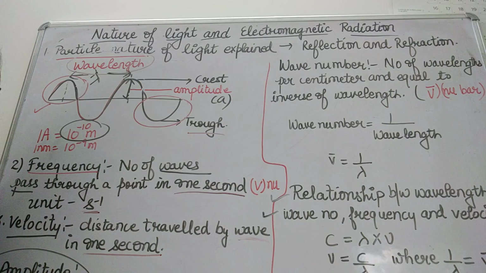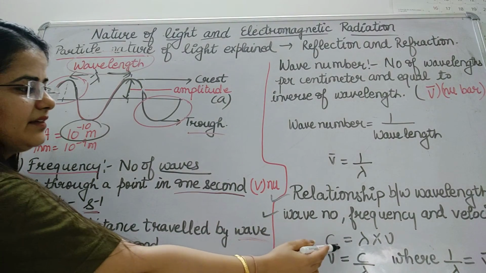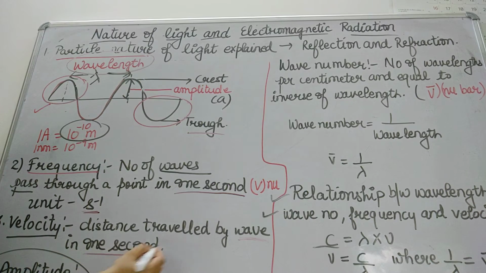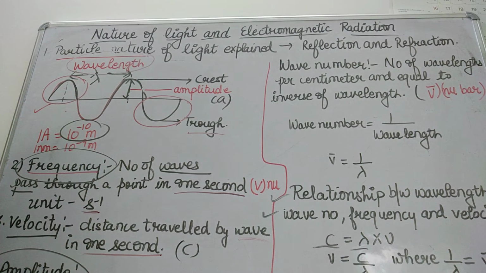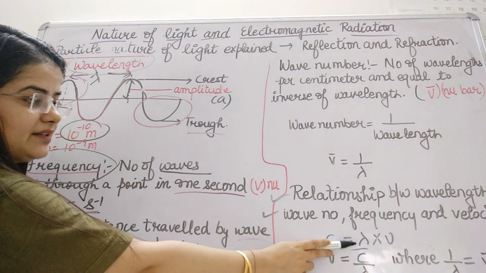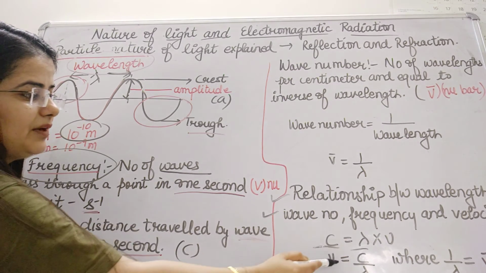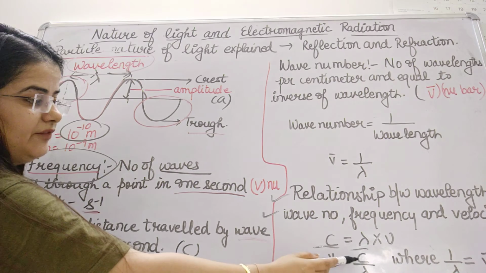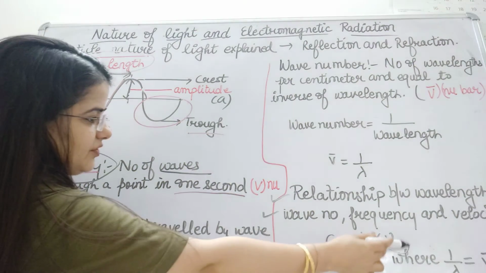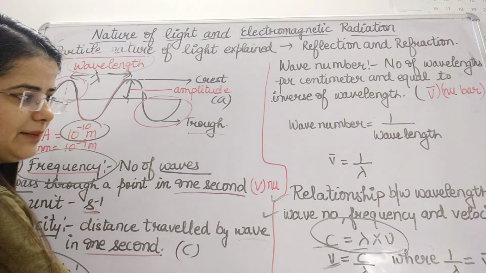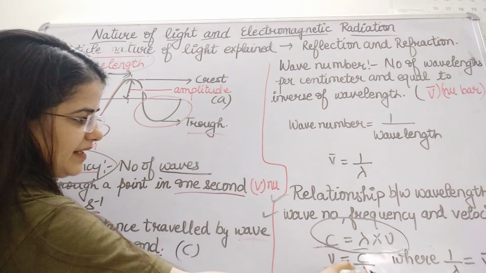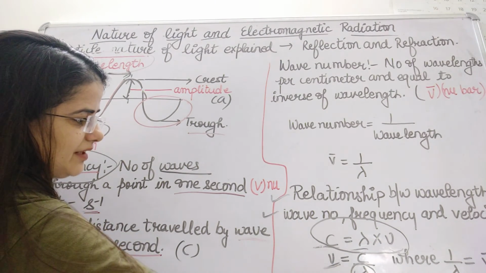And now, very important, let us derive the relationship between wavelength, wave number, frequency and velocity. This will help you to solve so many numerical problems. C is representing velocity, lambda is the wavelength, and nu is representing the frequency here. So frequency is equal to c upon lambda; you have just rearranged this equation. You know very well 1 by lambda is equal to wave number, so you can replace 1 by lambda with wave number, and c will remain as it is.